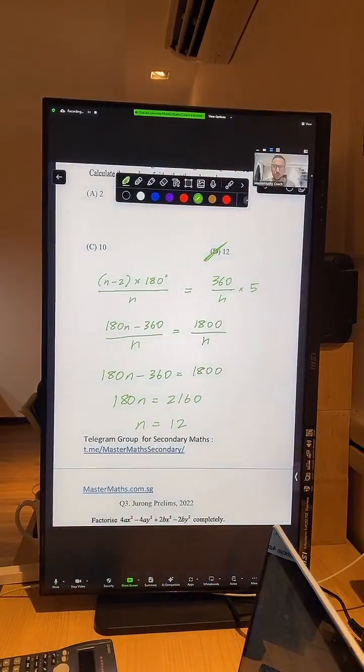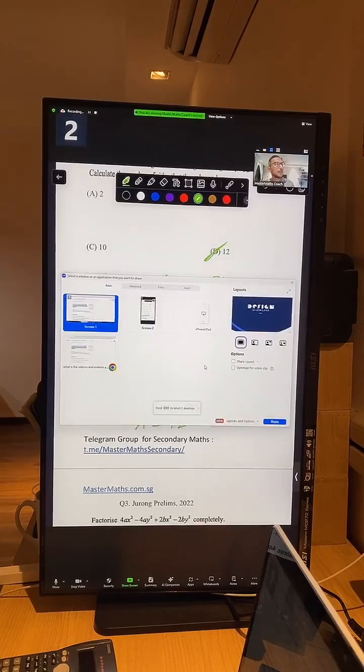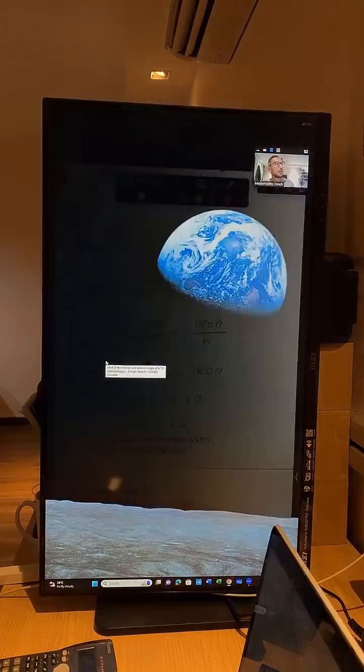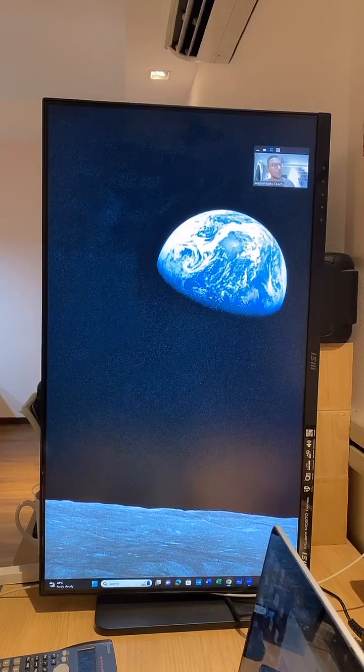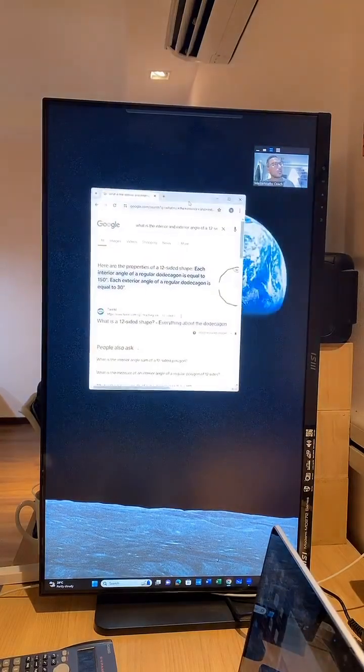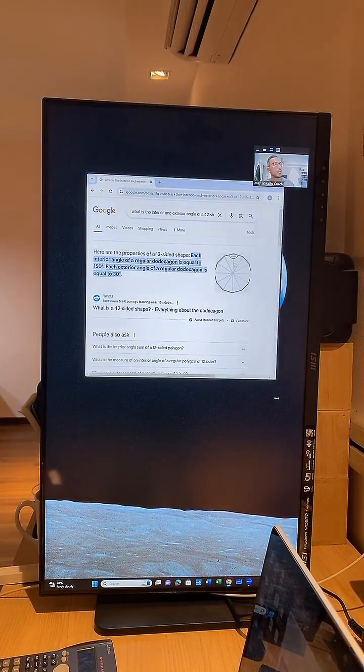Let me go to my Zoom. How do I share this? Share screen. Okay, can you see this? Can see, yeah?